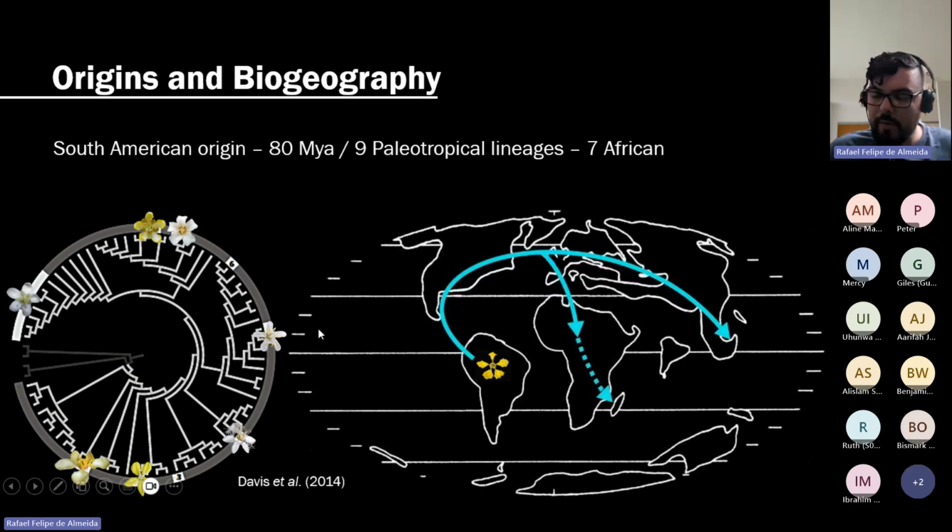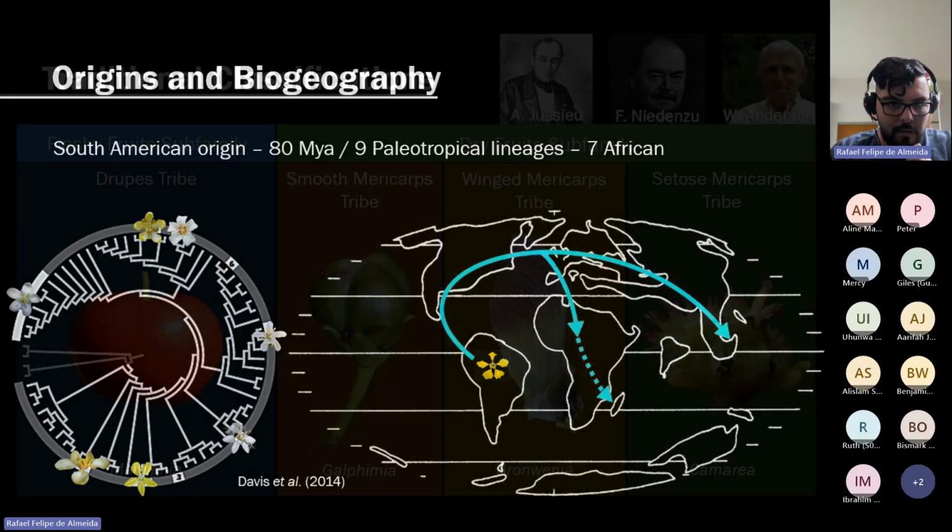And what is very interesting to know is that even though we have 9 different lineages that dispersed from South America to the Paleotropics, most of these lineages end up in Africa or in Madagascar. So that's a very, very interesting pattern, and I'm going to show you more in a few moments.